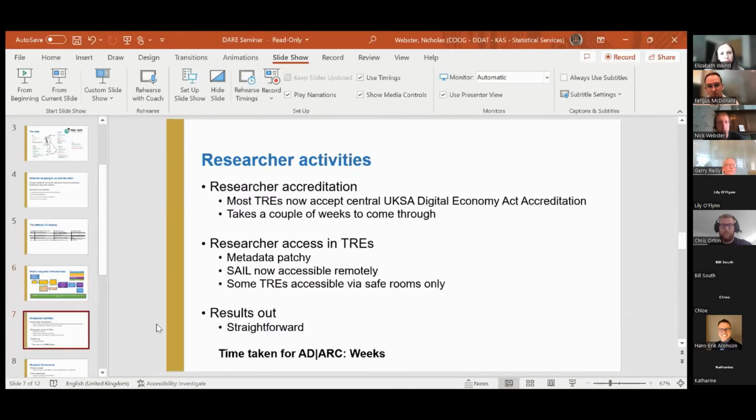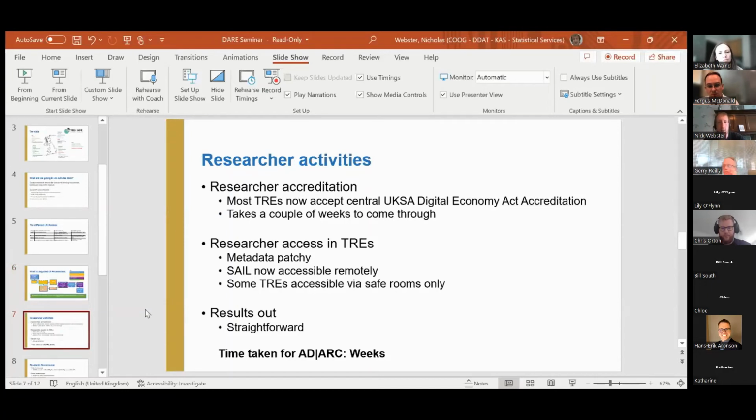So start with researcher activities. So researcher accreditation, as Lily mentioned before, most TREs now accept the central UKSA DEA accreditation, and this takes a couple of weeks to come through. This has been a huge step forward. Previously, each of the TREs had their own application processes, and it would have been a nightmare to try and do this across all 4 TREs.